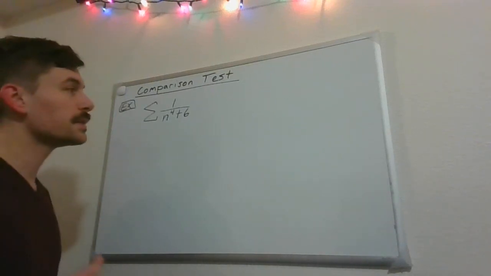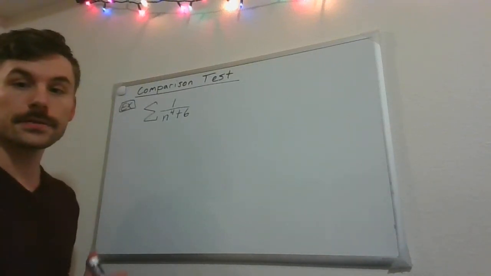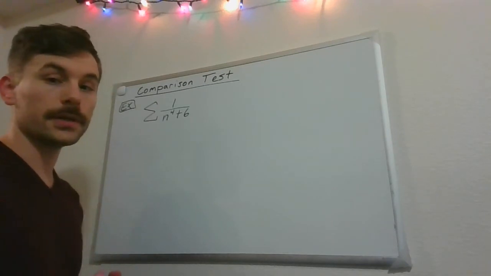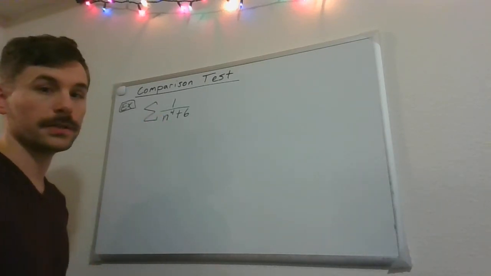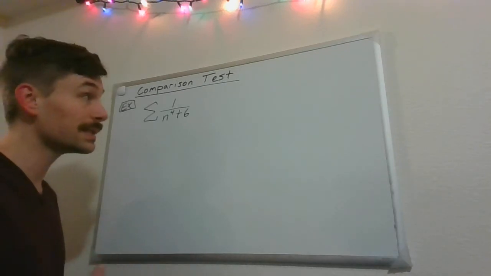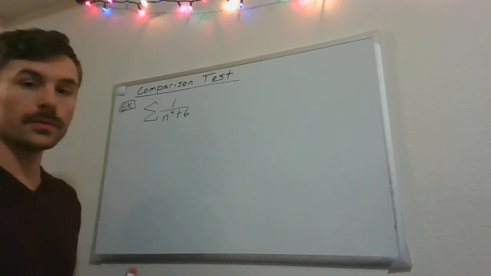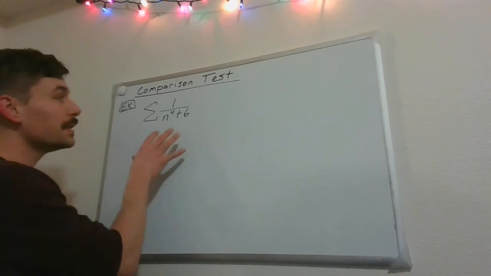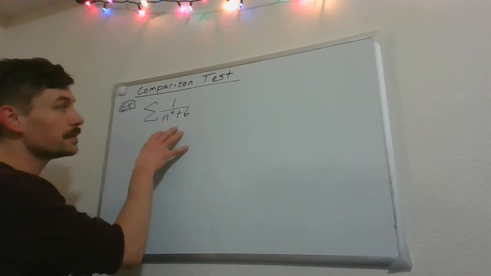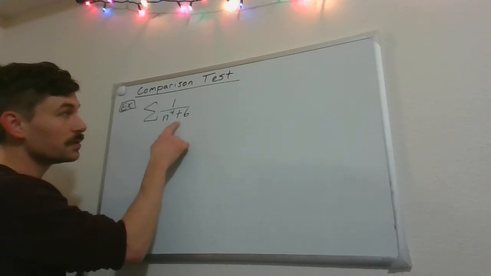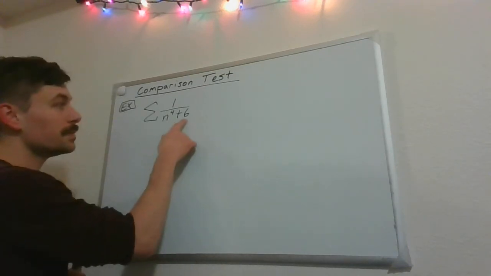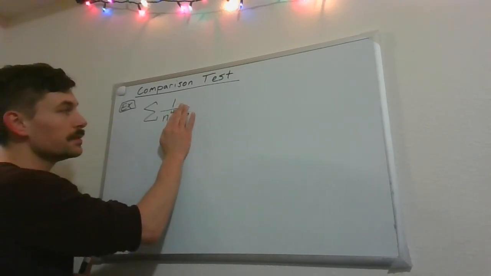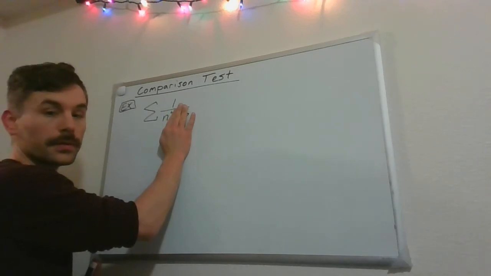Let's take a look at an example for the comparison test. So the primary goal here is we have a starting series. We want to find another series to compare it to directly. The goal would be we have some kind of inkling here about this series. So usually we just strip away anything that seems a little bit extraneous, like this plus 6, right? So the series really looks like 1 over n to the 4th.